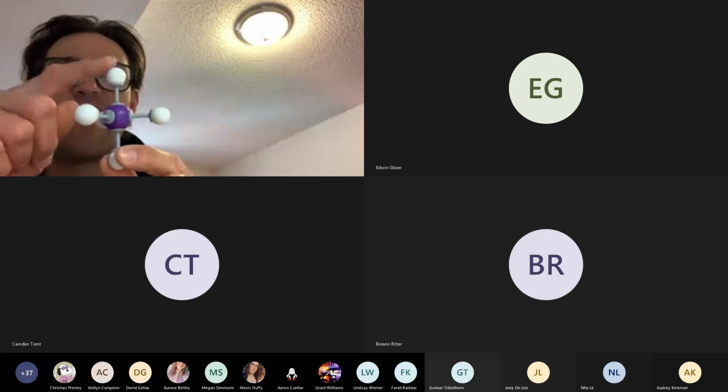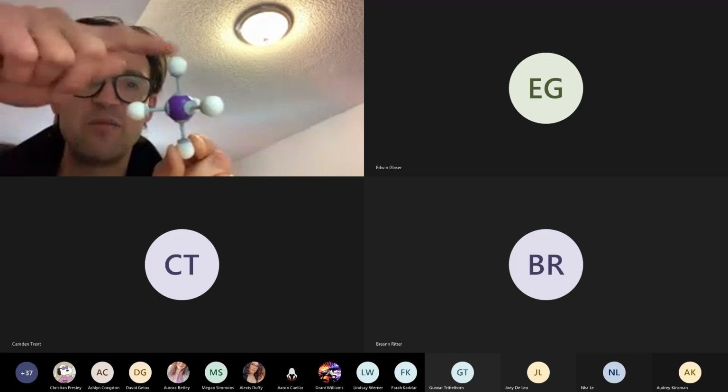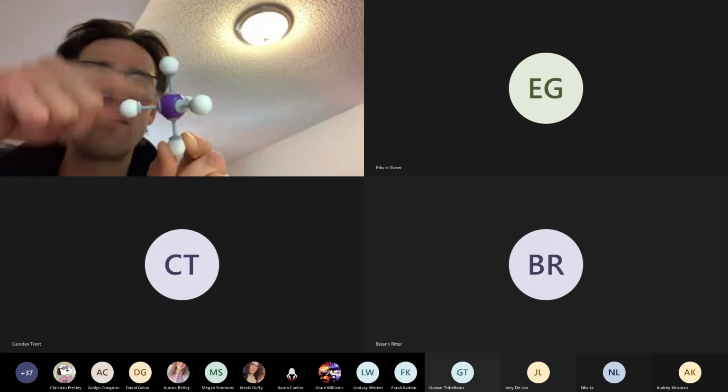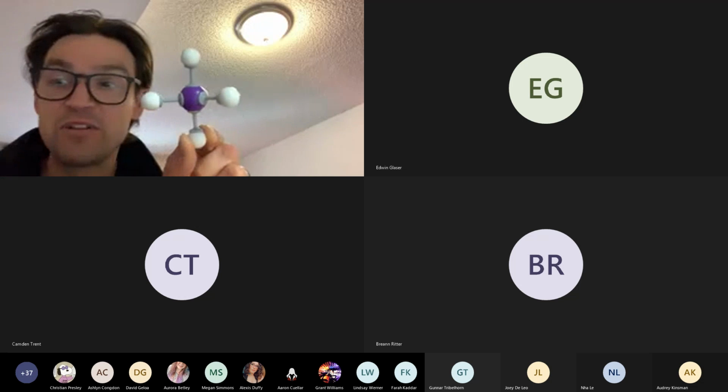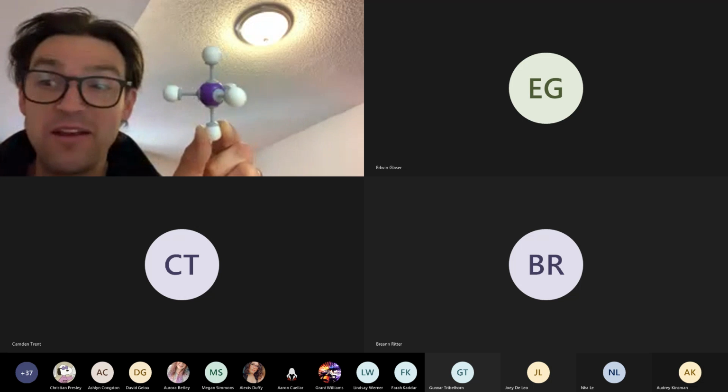And then we have a bond angle of 90 degrees. There we go. You can see a bond angle of 90 degrees between what are called the axial atoms and the equatorial atoms, right? Because the equatorial ones are on the equator.